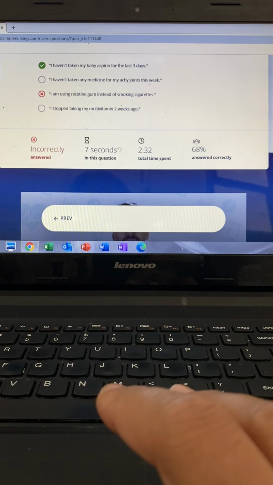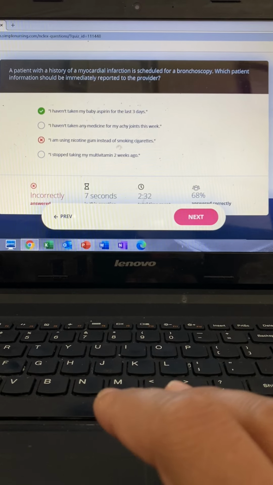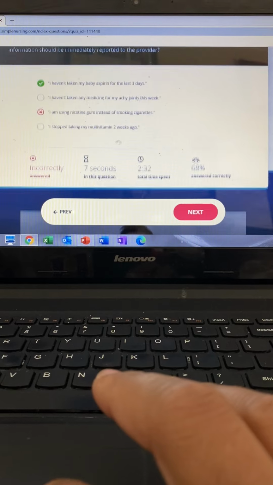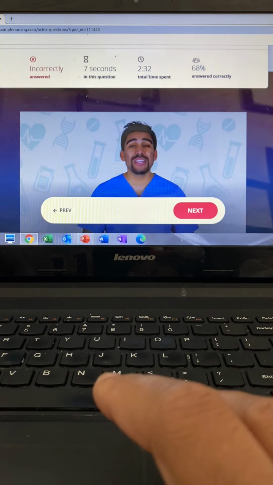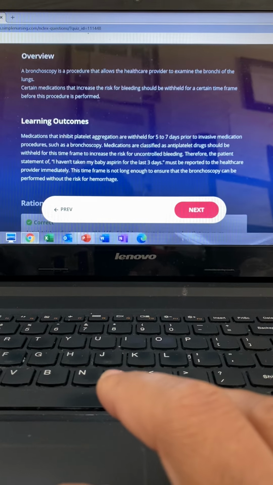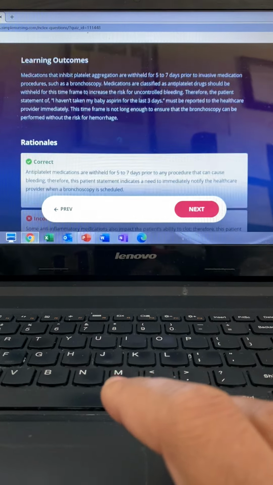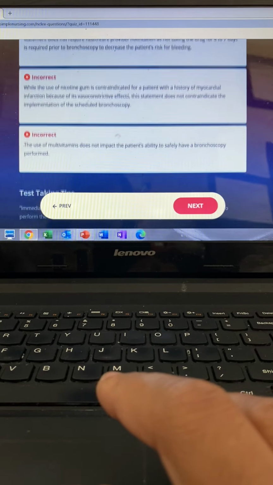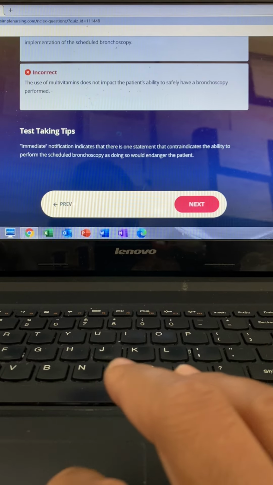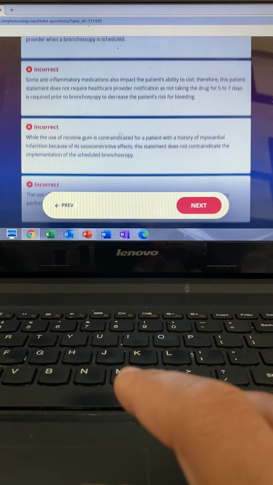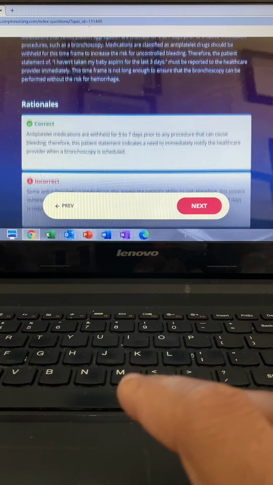Now, using our 3 steps, let's break this down. This question's asking for the priority action, or basically what to report, for the key problem: a patient with a history of MI who's scheduled for a bronchoscopy. So guys, the biggest thing we're thinking about is a contraindication to the procedure, as well as keeping that patient safe. So the solution we're looking for here is keep the patient safe. So which statement would lead to the worst possible outcome here?